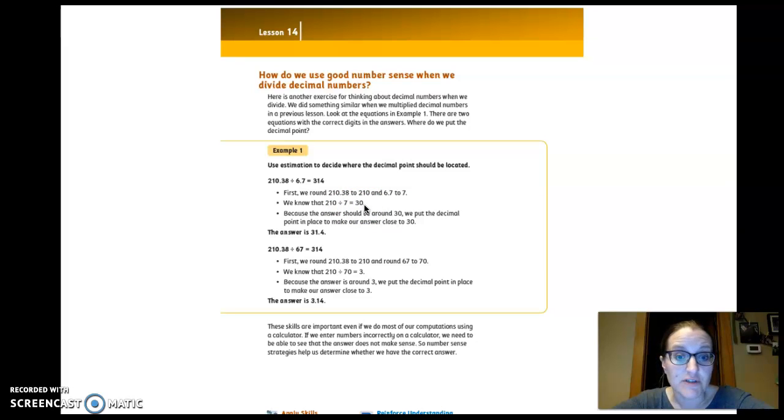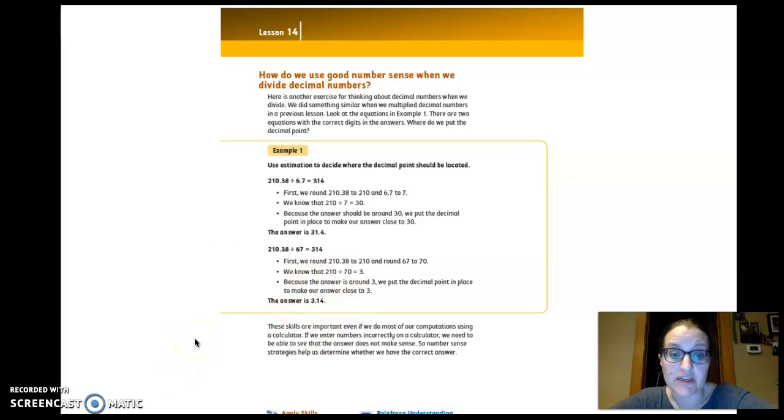Oh, and then we do that for this one too. 210.38 divided by 67 equals 314. So first we round 210.38 to 210 and round 67 to 70. We know that 210 divided by 70 equals 3, so logically our answer is 3.4.